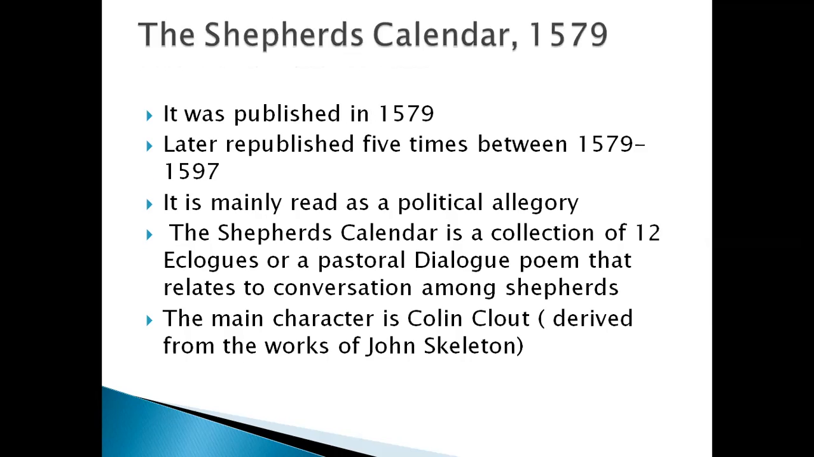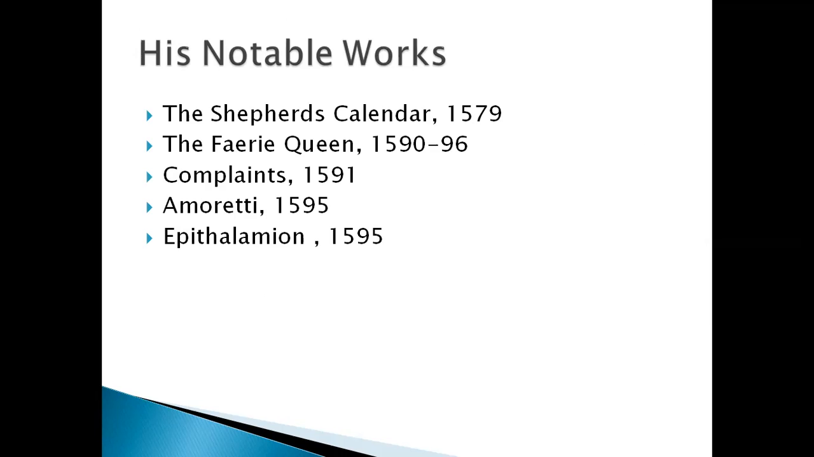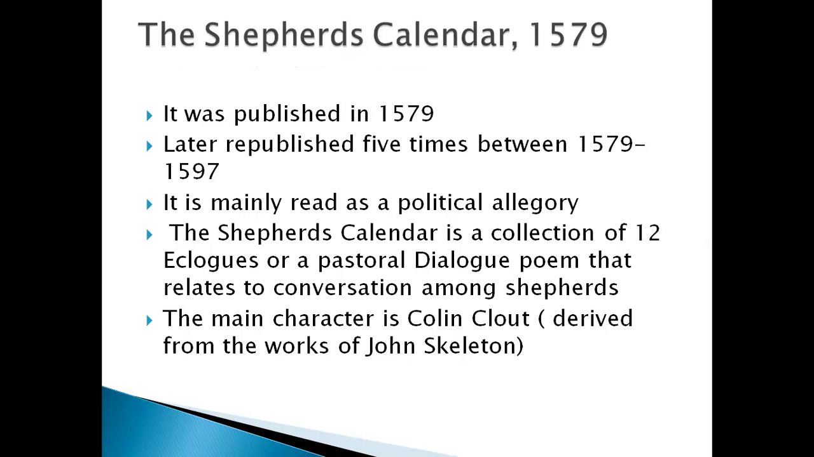So the first work is a remarkable work written by Edmund Spenser. It is Shepherd's Calendar. The year of publication of Shepherd's Calendar is 1579. There is one thing that we have to note regarding Shepherd's Calendar: it was republished 5 times between 1579 and 1597. So the years you can easily remember. It is 1579 and in an inward turn it comes into 1597.